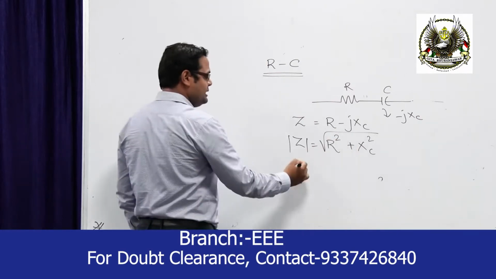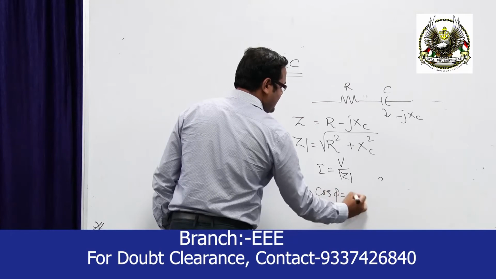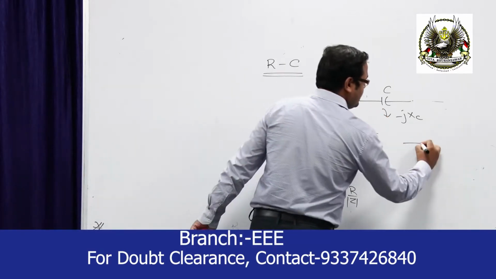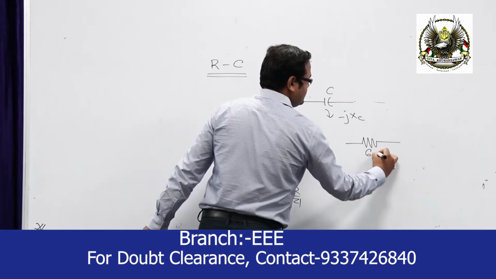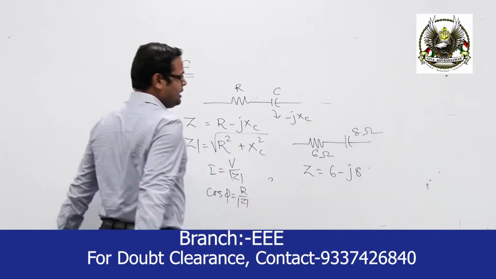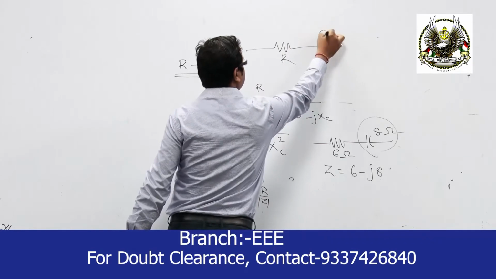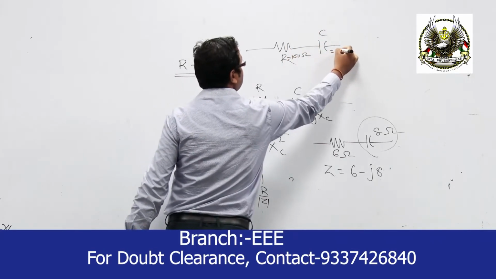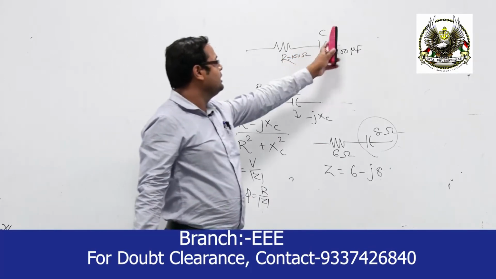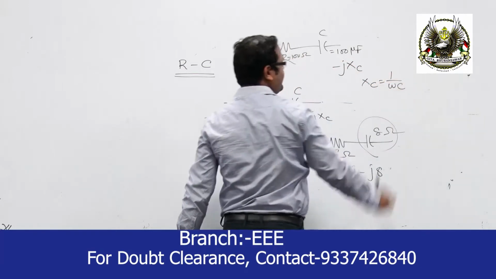Here also the same thing, if voltage is given, current magnitude is equal to V by mod Z, and your cos phi or power factor is equal to R by mod Z. So, here also the same thing as your RL circuit, if both the units are ohm, if this is 6 ohm and it is given 8 ohm, you can write Z is equal to 6 minus j 8, but if it is given in farad, just like this RC, suppose R is given 100 ohm, C is given suppose 100 microfarad, you need to convert this farad into ohm by putting the formula minus j XC, where XC is equal to 1 divided by omega C.